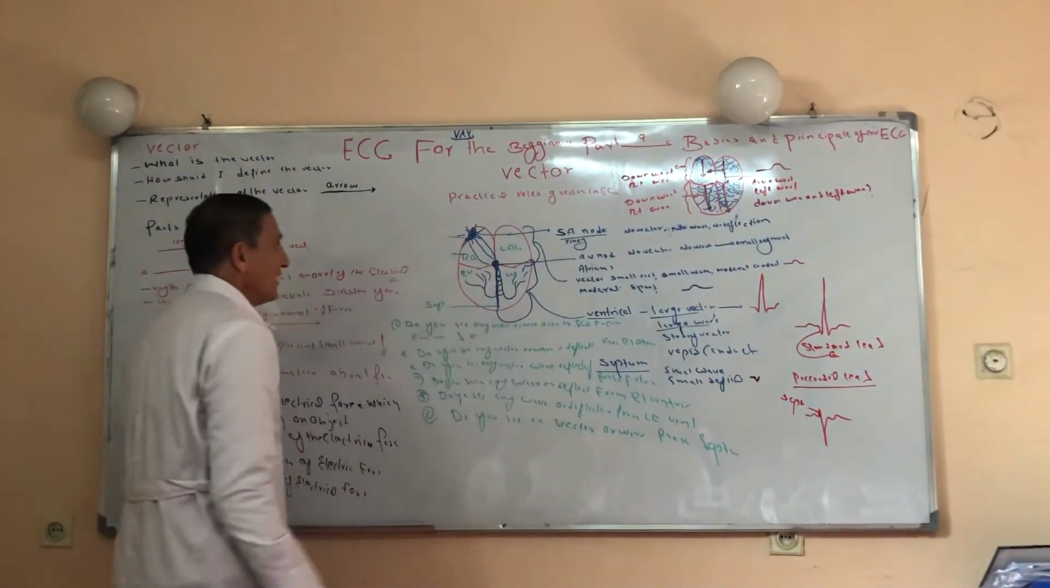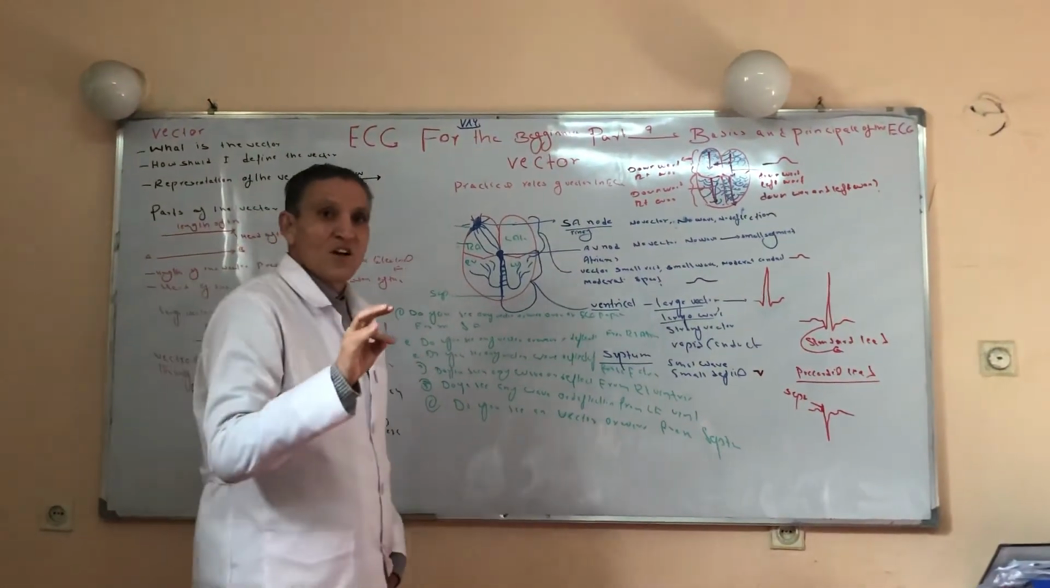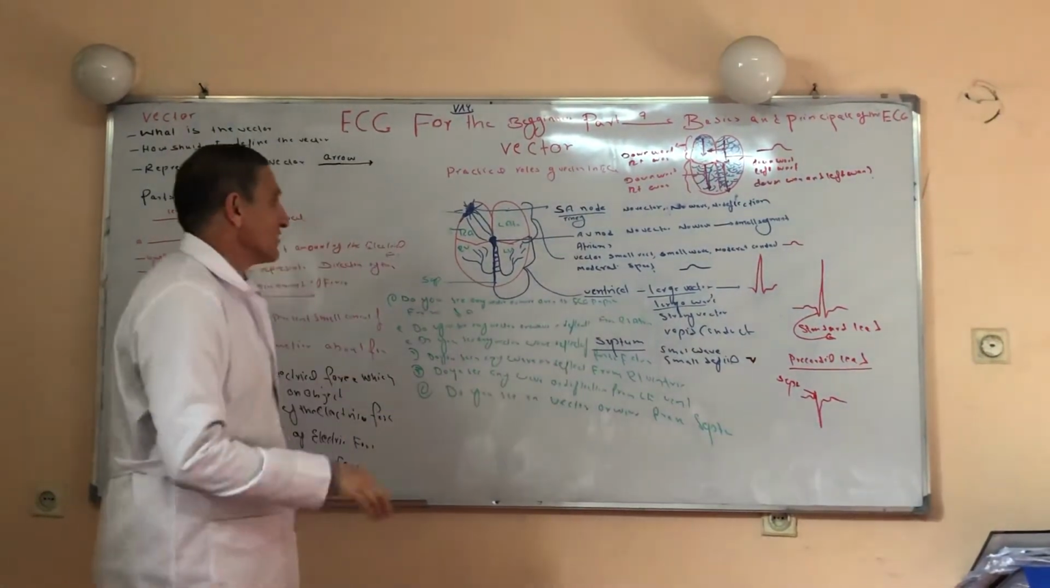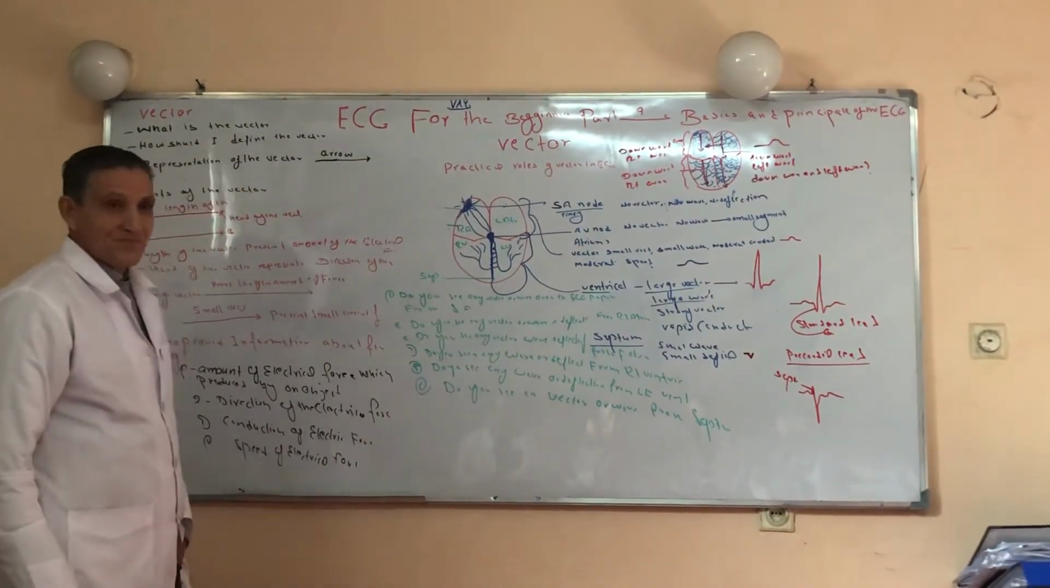And this was about the SA node. The SA node does not produce any wave reflection over the ECG paper because of this reason. After the SA node, we come to the atrium.